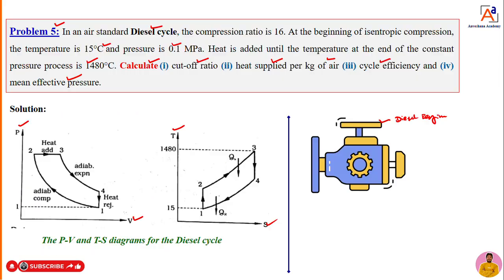What all things he has given, that you can see here now. Okay, so what is T1? T1 he has given as 15 degrees Celsius. Yes, T1 is equal to 15 degrees Celsius, and he has given P1 also. I will write it here, that is 1 bar.